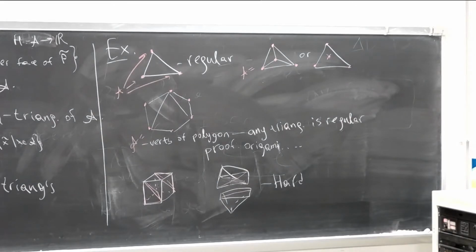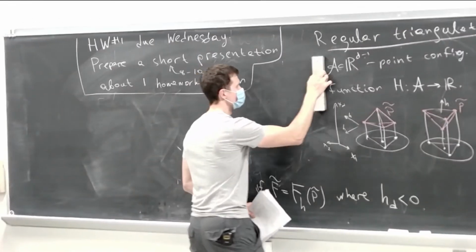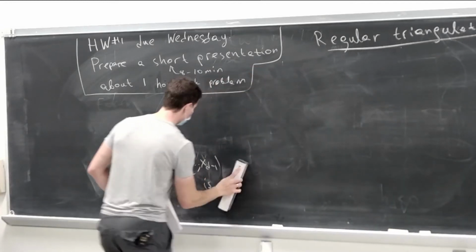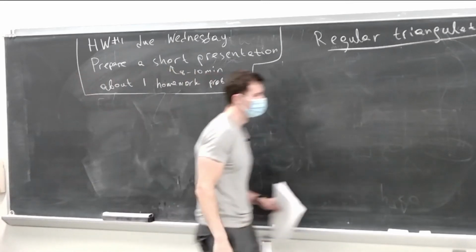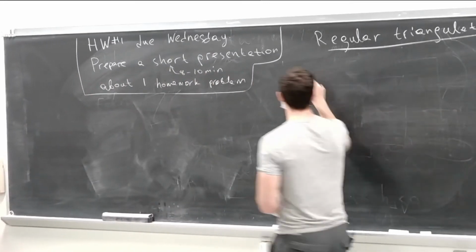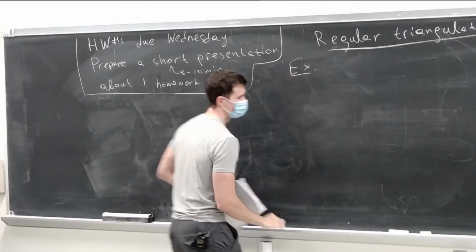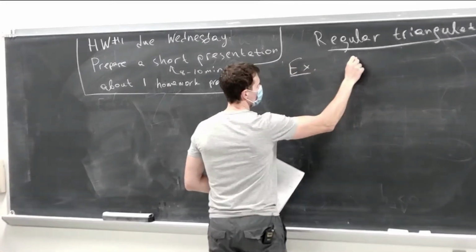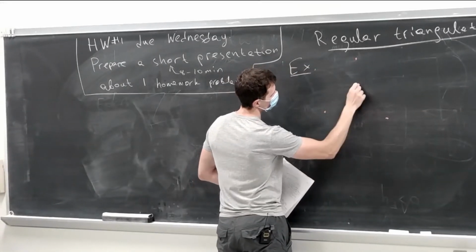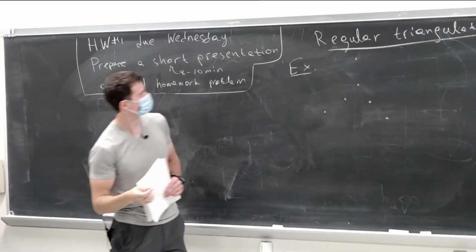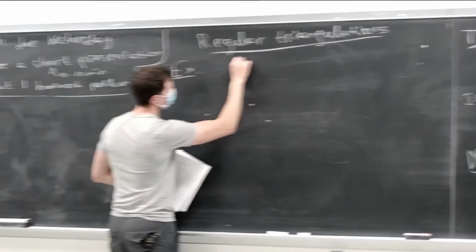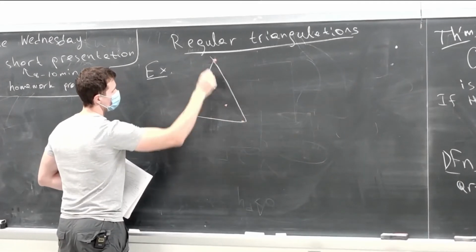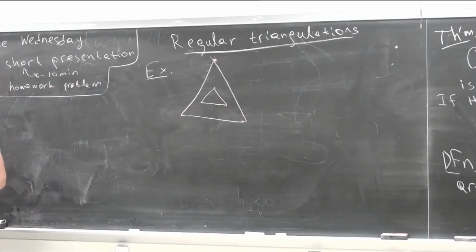It's actually not so easy to come up with examples of non-regular triangulations. It looks like all triangulations you see in real life are regular. Here's an example of a non-regular triangulation, which is I want to take 6 points in the plane. I want them to look like this: a triangle inside another triangle. And then I want to choose the triangulation.